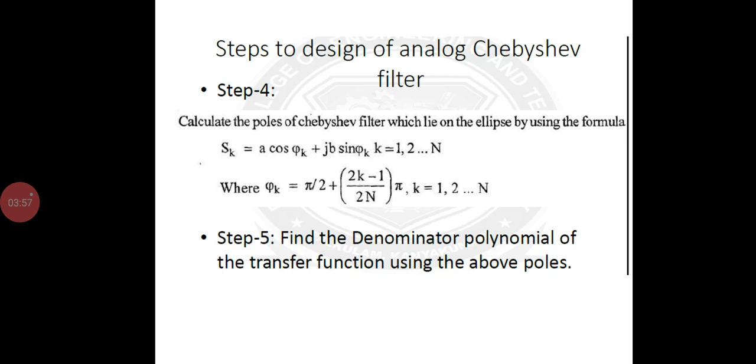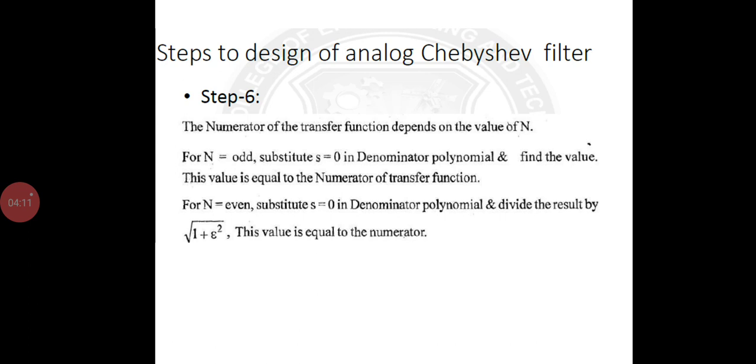Step 4, we want to calculate the poles of the Chebyshev filter which lie on the ellipse by using the formula s_k equal to this value and psi_k equal to the formula shown. After finding the values, find the denominator polynomial of the transfer function using the above poles. Next, sixth step, we want to find the numerator of the transfer function. It depends upon the value of N. First case, if N is odd, substitute s equal to 0 in the denominator polynomial and find the value. The value is equal to the numerator of the transfer function. And second, if N is even, substitute s equal to 0 in the denominator polynomial and divide the result by the root of 1 plus epsilon square. The value is equal to the numerator value.